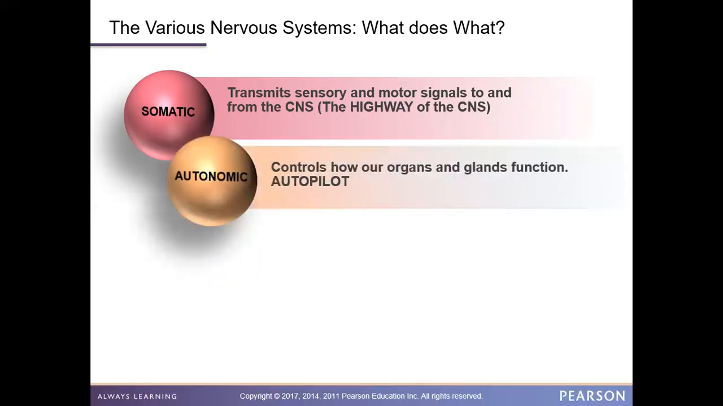The autonomic nervous system controls how organs and glands function. Think of this as being on autopilot. If you had to think to yourself, gee, I need to make my heart beat, at some point you would forget, and guess what happened? You would die.